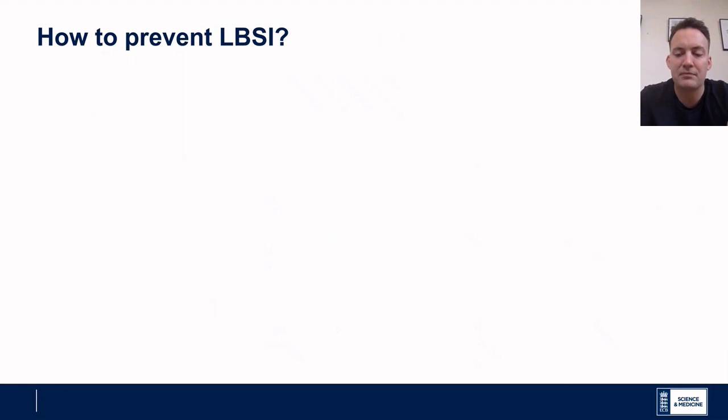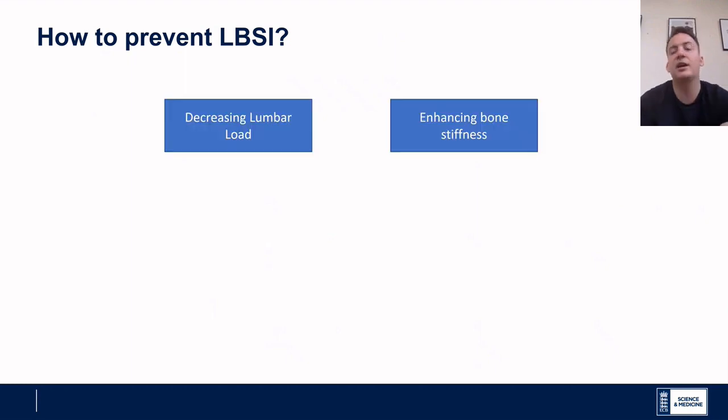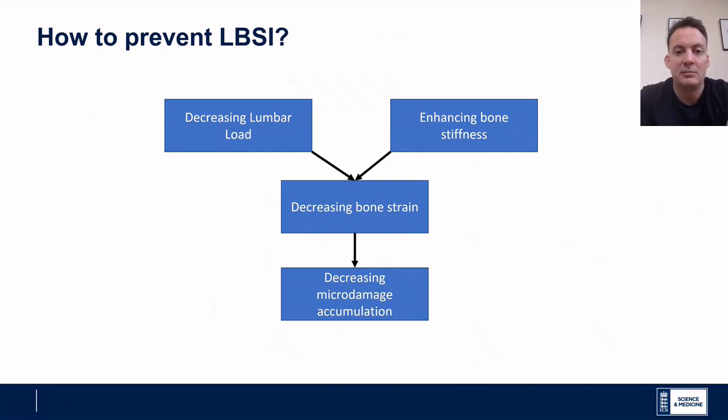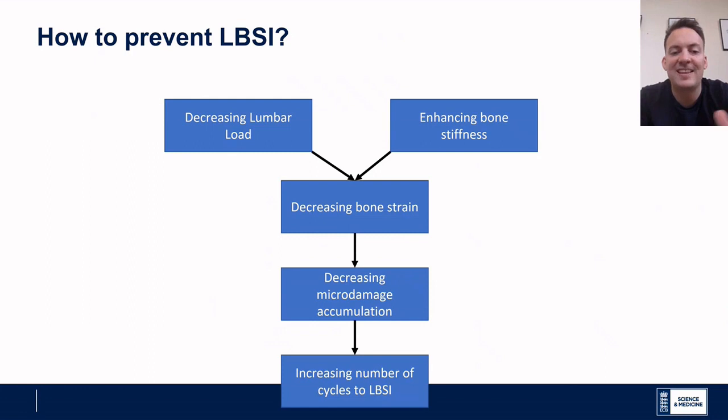So how can we prevent lumbar bone stress injuries? So we have two options based on what we know. We can decrease the amount of lumbar load, or we can enhance the stiffness of the lumbar spine. Both of these have the same effects. They will decrease the bone strain which is being put in the bone. By doing this, we can decrease the amount of microdamage accumulation, and therefore we can increase the capacity an individual has until they can suffer lumbar bone stress injury.